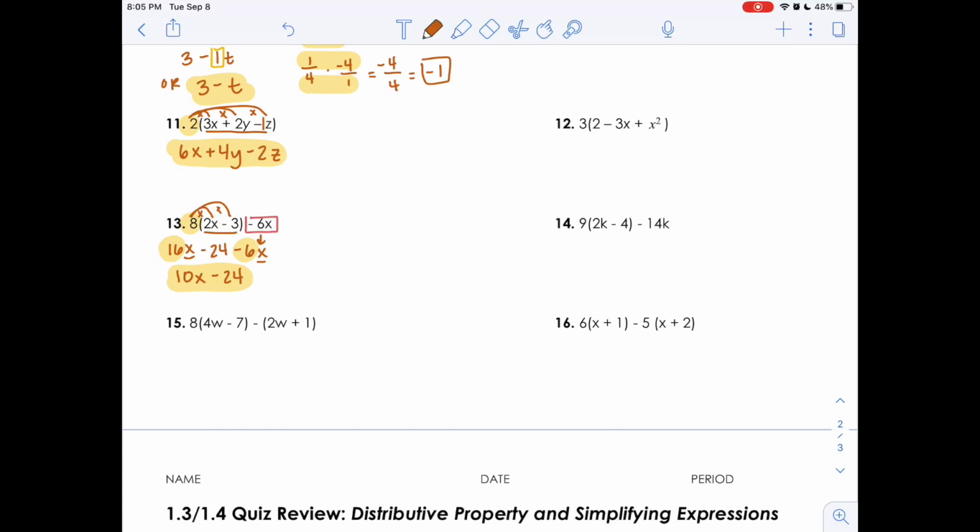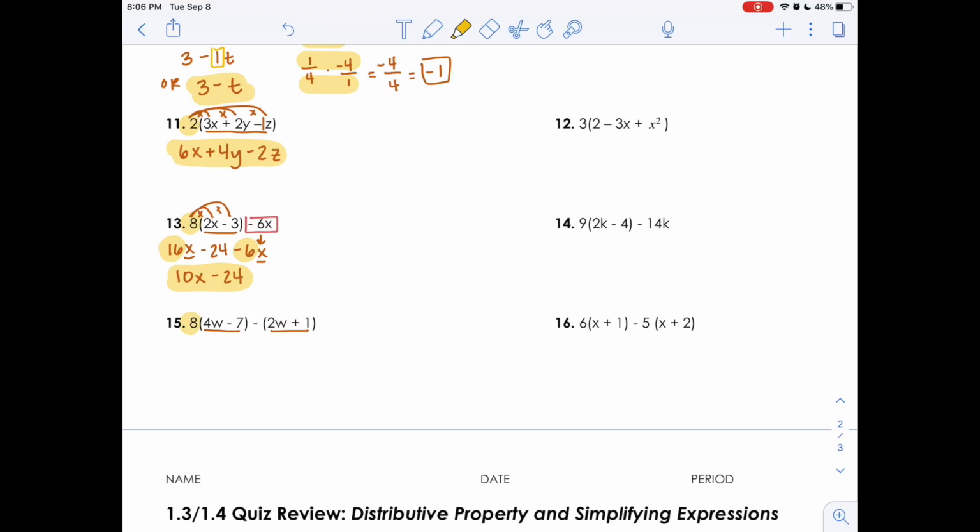Last, we're going to do number 15. I have 8 times the quantity 4w minus 7 minus the quantity 2w plus 1. I'm going to look within this first parentheses first and see if there's anything I can do to simplify. 4w minus 7, those are not like terms, so I can't simplify. Next, I'm going to look in these parentheses. I have 2w plus 1. Once again, I've got a w and a plain number. Nothing can simplify. So then I want to see if I can distribute.